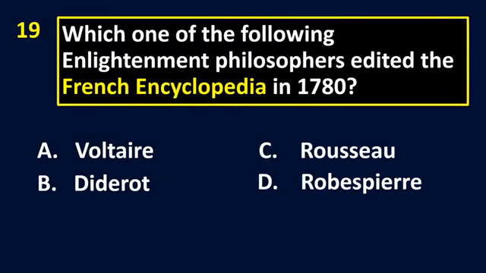19. Which one of the following Enlightenment philosophers edited the French Encyclopedia in 1780? A. Voltaire, B. Diderot, C. Rousseau, D. Robespierre.